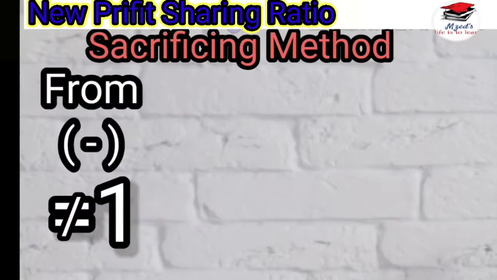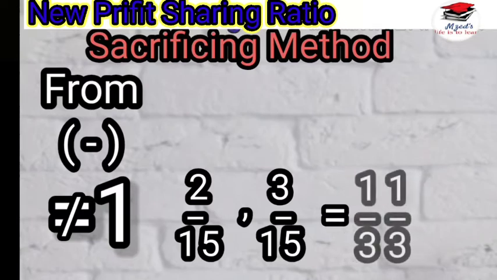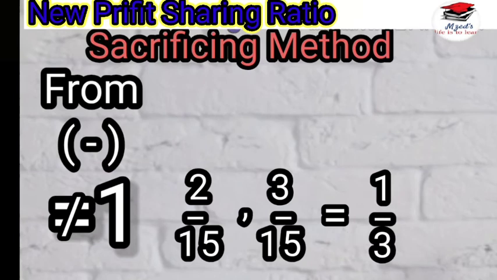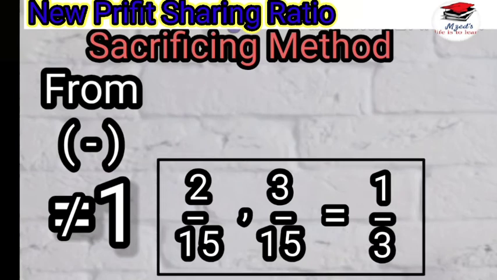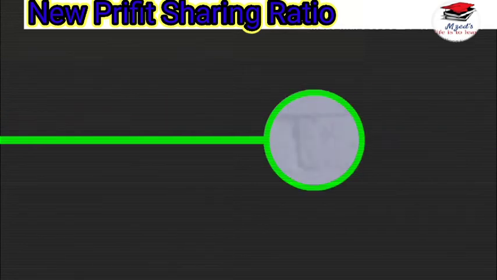Then in this case we will have to multiply it. And if there is "from", that will be deducted where the ratio is not equal to 1. For example, 2/15, 3/15, and it will result in 1/3, that means 5/15, and the final result will be 1/3. In this case, that will be the sacrificing ratio, and the sacrificing ratio will be deducted from the old profit sharing ratio. To understand these two methods, we will take some illustrations or examples or questions.